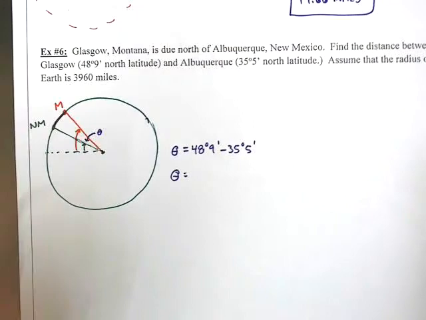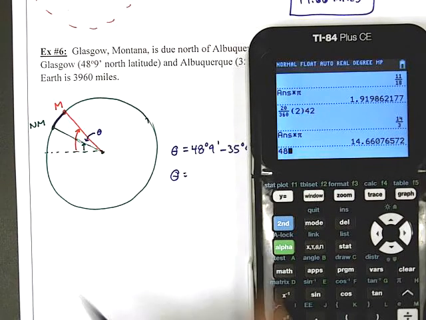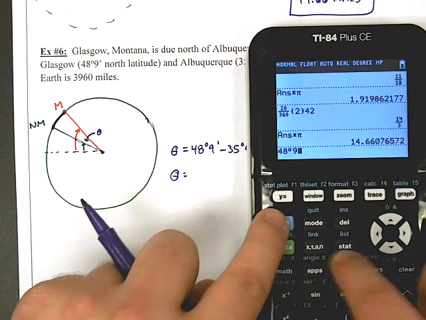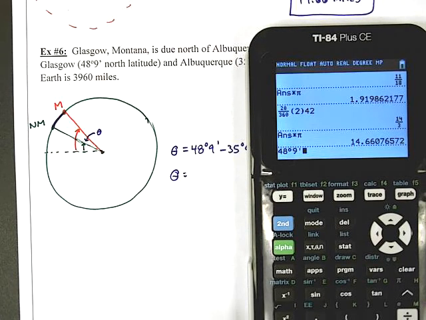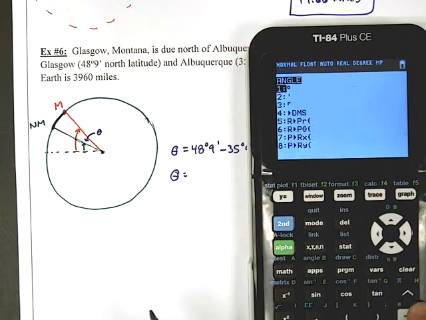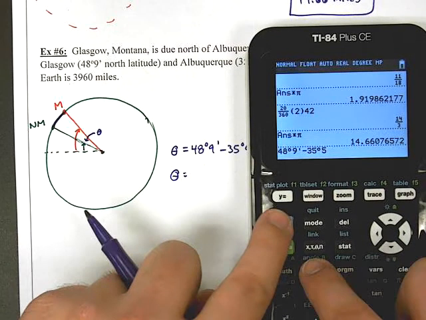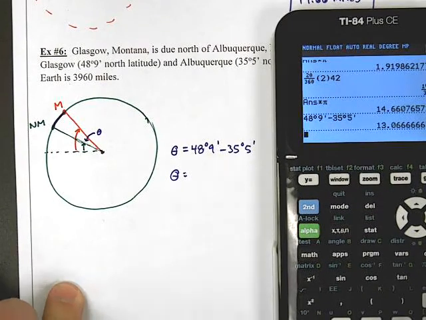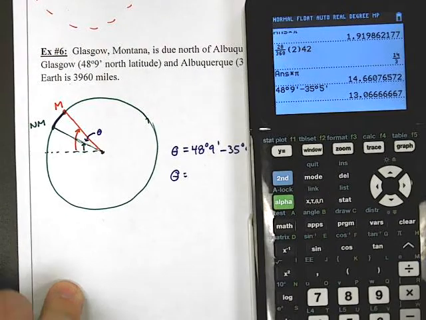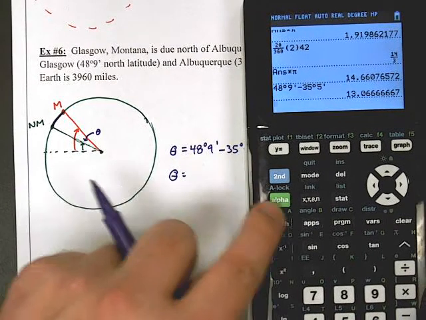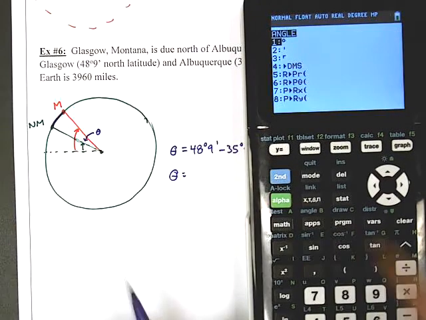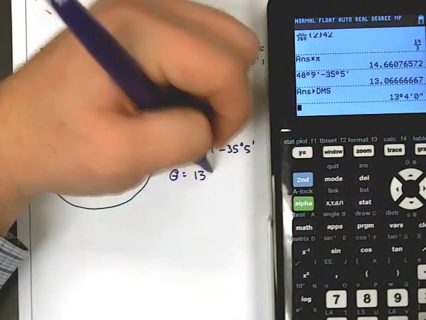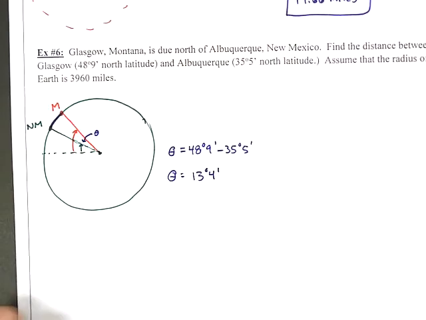And what do we get? 48, 9 minus 35, 5. Did I do it right? I think so. And we hit enter. All right. I am going to actually keep that in degrees, minutes, seconds for right now. So I'm going to go to degrees, minutes, seconds. Okay, so 13, 4. I guess I could have just done that in my head. But guys, now we're ready to go.